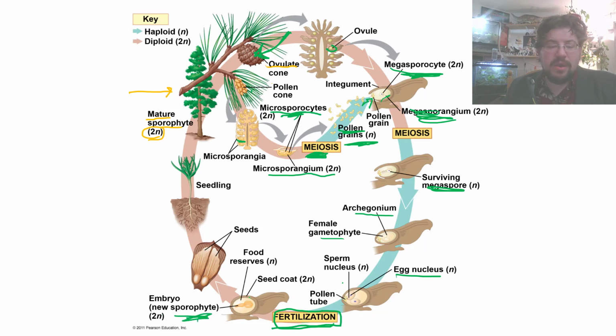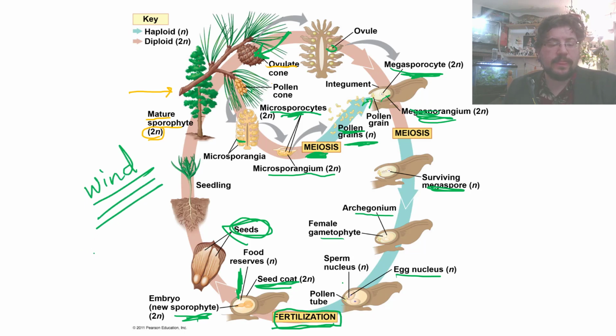Once we have that embryo with the food reserves, that nutrient tissue, the integument fuses to create the seed coat, and we have a mature seed, which is then distributed. Now, with gymnosperms, seeds are all wind distributed.